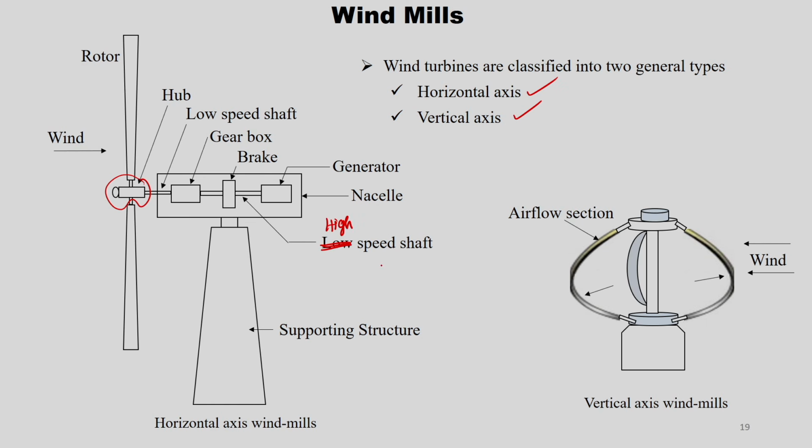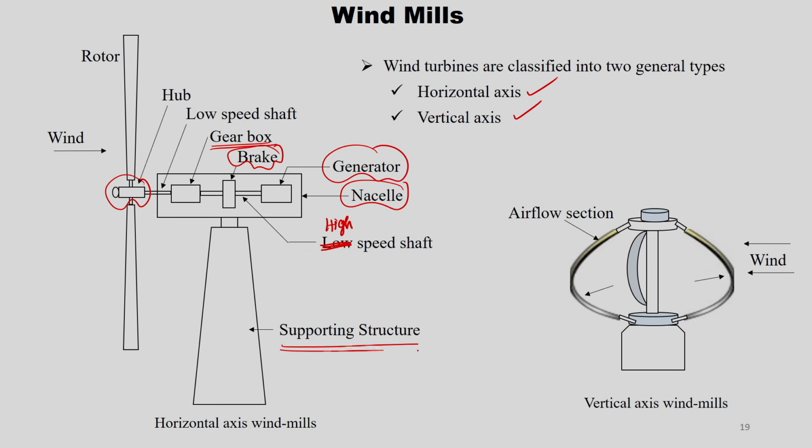Okay. So, this is the high speed shaft and this is the gearbox, to increase or decrease the speed, right. And this is the brake system. When the cutout speed is reached, it automatically brakes the power generation. And this is the generator, if you want to draw electrical power from the wind power. So, this nacelle is nothing but the whole casing, right.